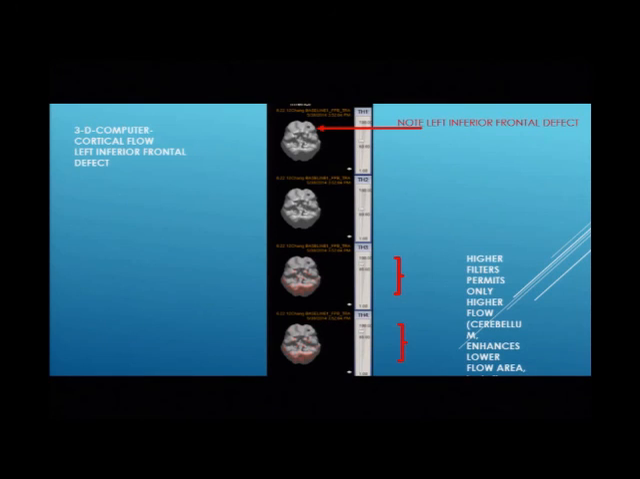I don't want to spend a lot of time on this, but when you have computerized and digitized data, there are ways to analyze it further and to bring out certain abnormalities. There are special filters put on there, and these are just models of the brain. It's not the person's brain, but the person's perfusion. And you can see there's a big hole there.